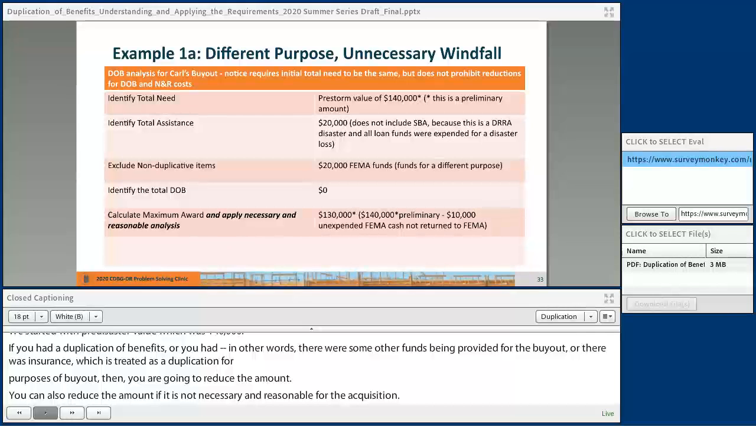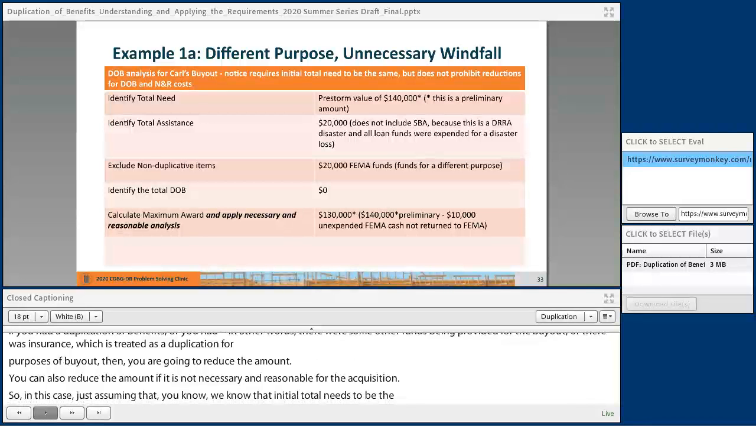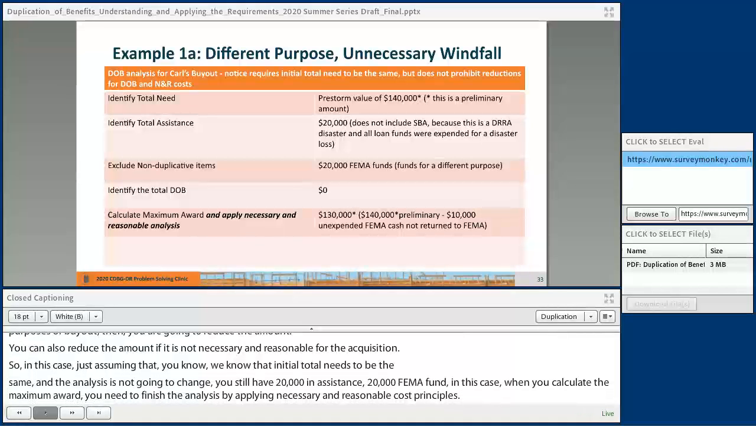In this case, when you calculate the maximum award, you need to finish the analysis by applying necessary and reasonable cost principles. And if Carl does not return the $10,000 in cash to FEMA, you should reduce his award by $10,000, the amount of cash in his pocket, just to make sure that your expenditures are necessary and reasonable.